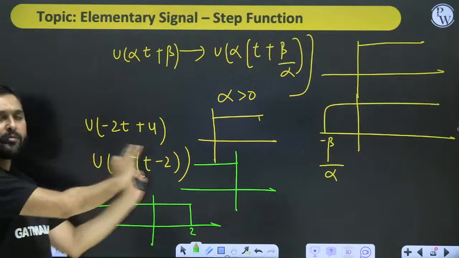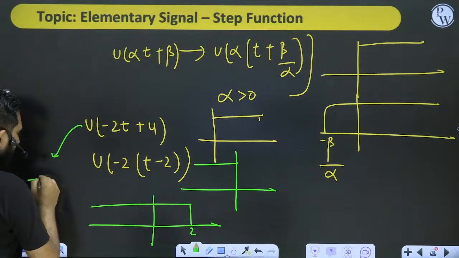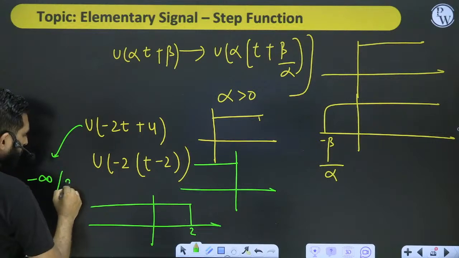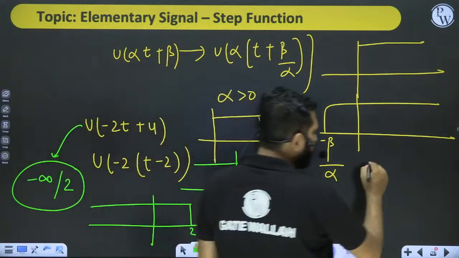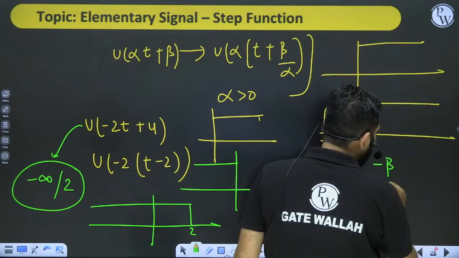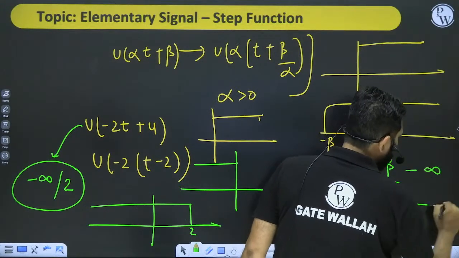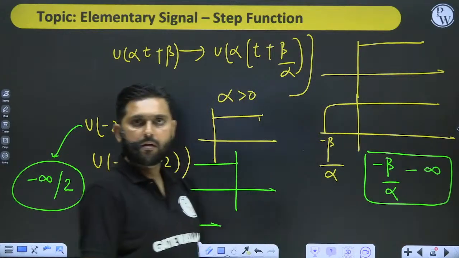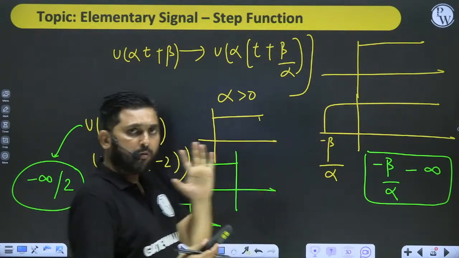The signal is right shifted by 2. So what is the limit of existence of this function? It is from minus infinity to 2. What is the limit of existence of this function? It is from minus beta by alpha to infinity. This is what the limit of existence is. And what is the value of this function? It is 1.